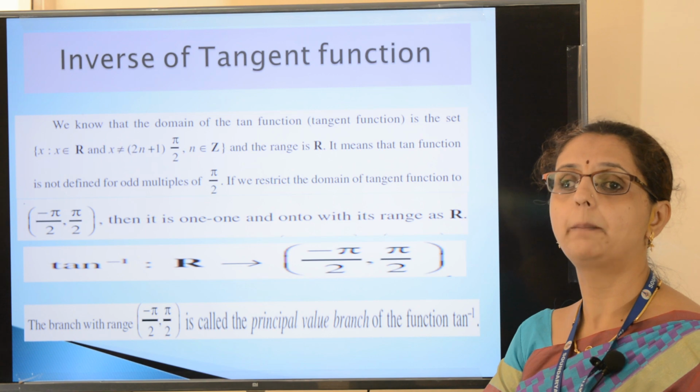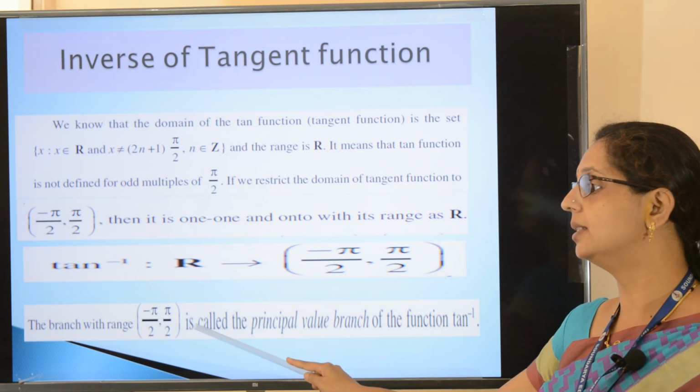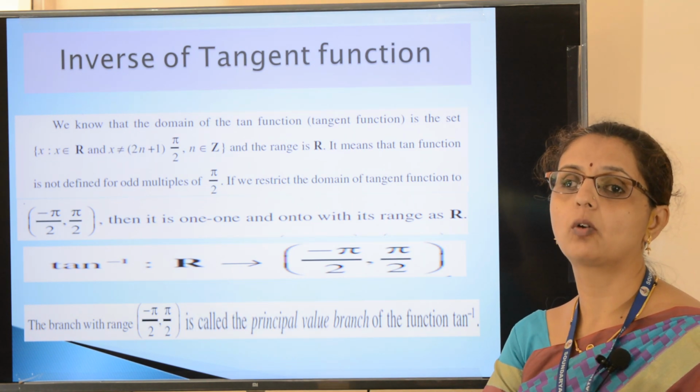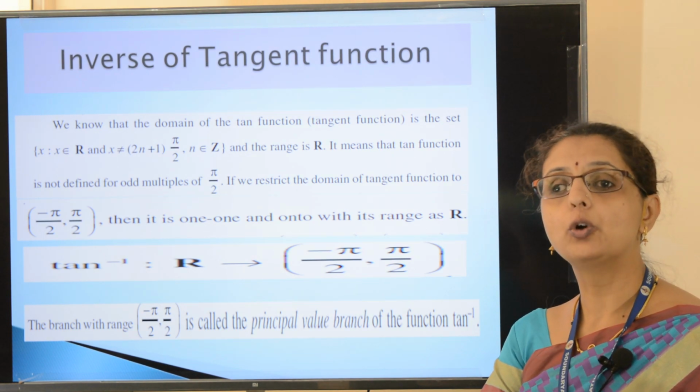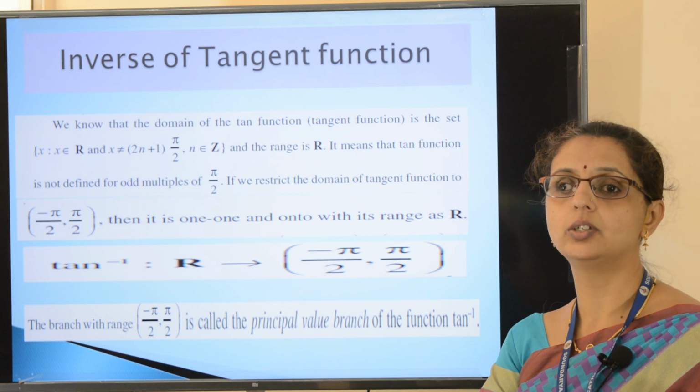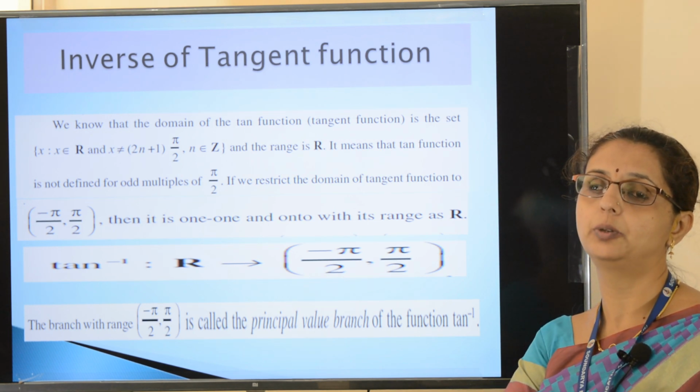What is its principal value branch? The principal value branch is the open interval minus pi by 2 to plus pi by 2. Two important points students must remember for the further problems.